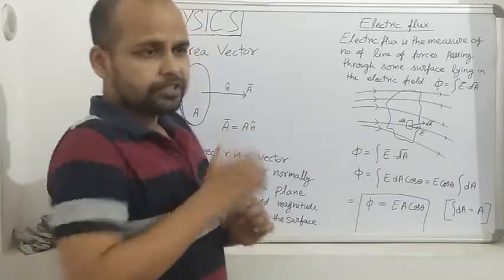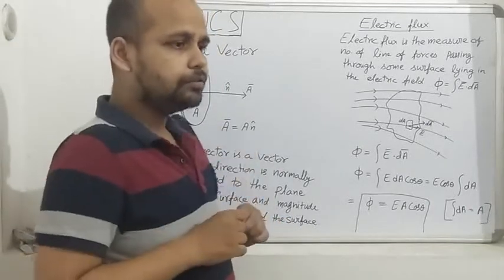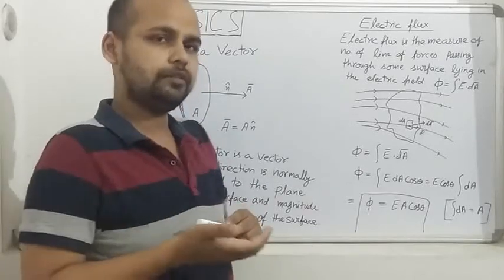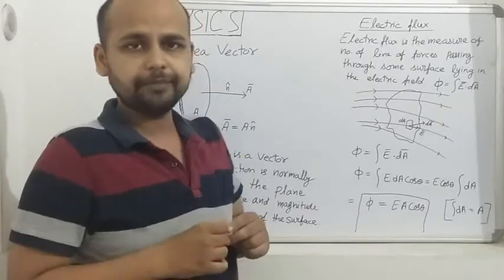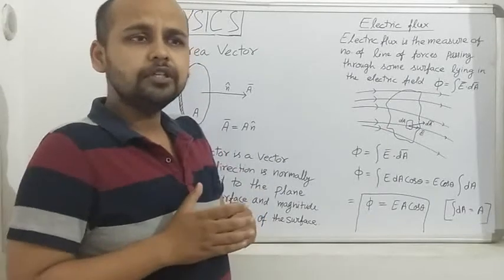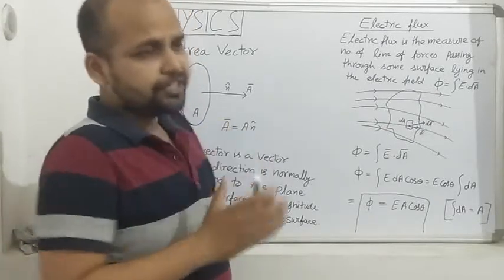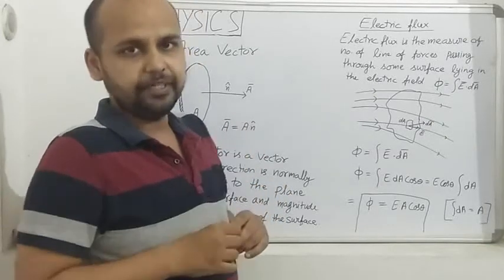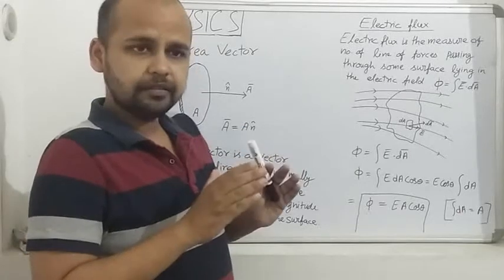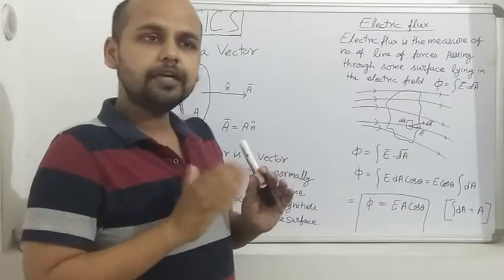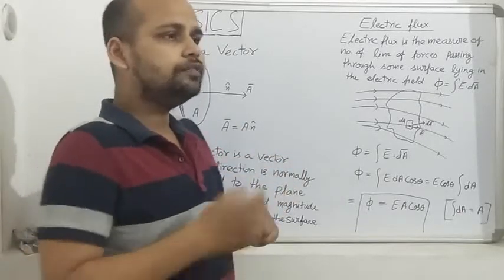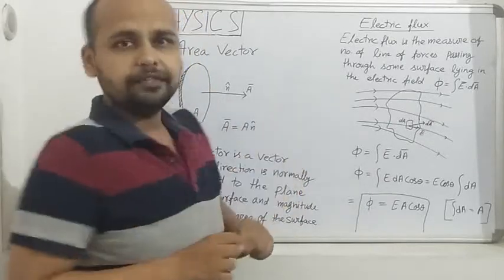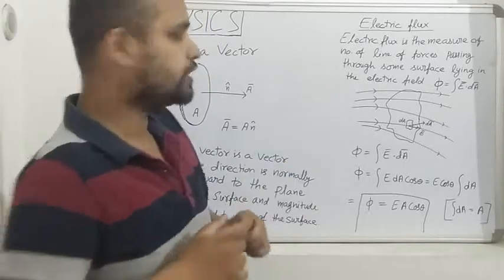Electric flux. Before starting this, let me remind you about the term electric line of forces. I have discussed about this in the previous chapter. Electric line of forces were the imaginary lines which used to represent the electric field. They were just an imaginary hypothetical line with the help of which we used to recognize or represent the electric field.